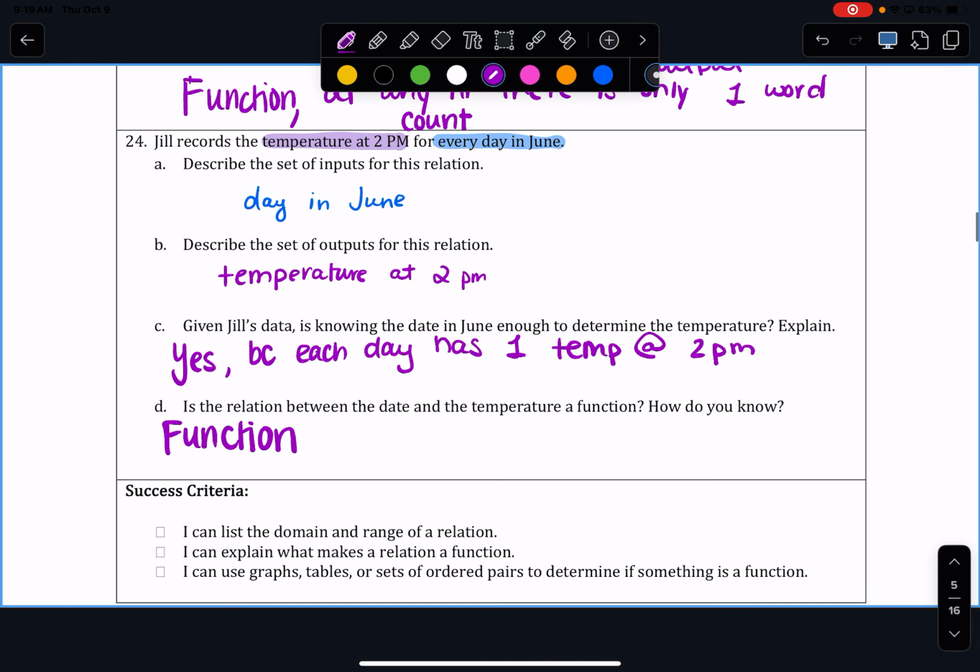We have looked at the domain and range of a function, determining whether or not it is a function, and looking at graphs, ordered pairs, and mappings, all the things to determine whether it's a function. So today we are going to do 10 Delta Math questions. 9.5. 10 Delta Math questions. Go ahead and get those out for me.